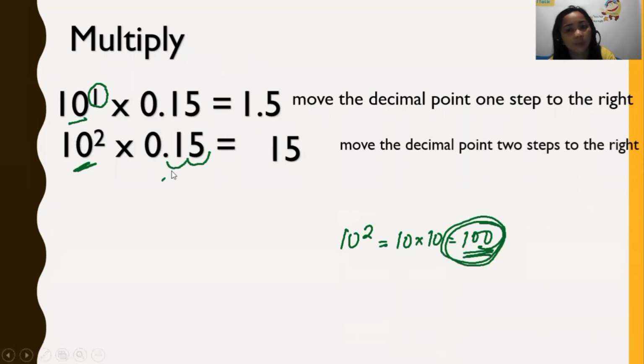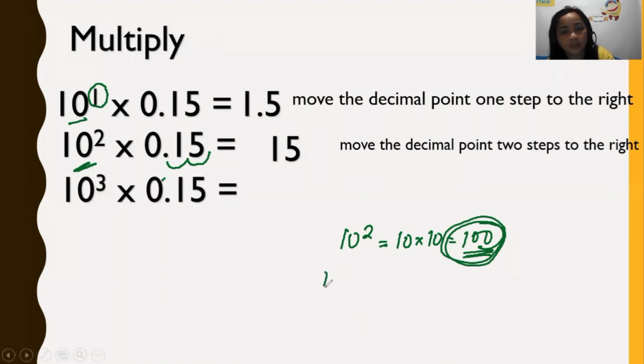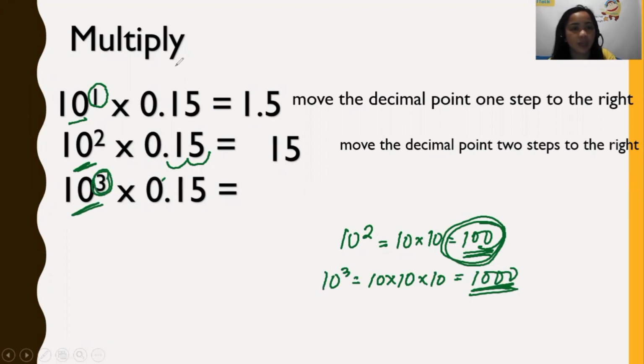Move the decimal point 2 places, or 2 steps, to the right. And then we have 10 cubed. Pag sinabi natin 10 cubed, that means 10 times 10 times 10, which is 1,000. Kanina, yun din yun. Ginawa lang natin through exponential form. We have 10 cubed times 1500s.